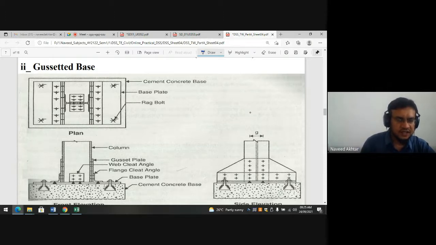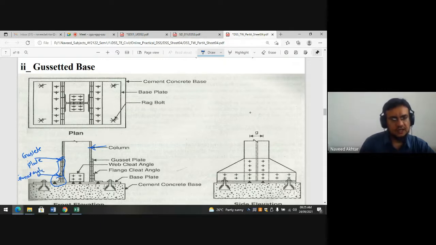What we are doing here is using the gusset material. Gusset material means, this is your column, and in addition to this column, we are providing the gusset material. You see, this is the gusset material. This plate attached with the column is called the gusset plate, and this gusset plate is attached with the angle. This is called the gusset angle.